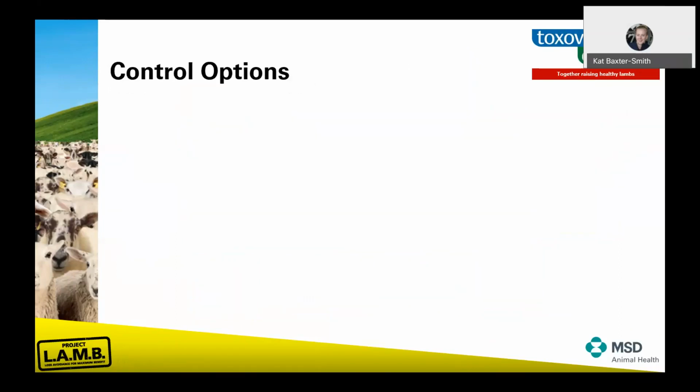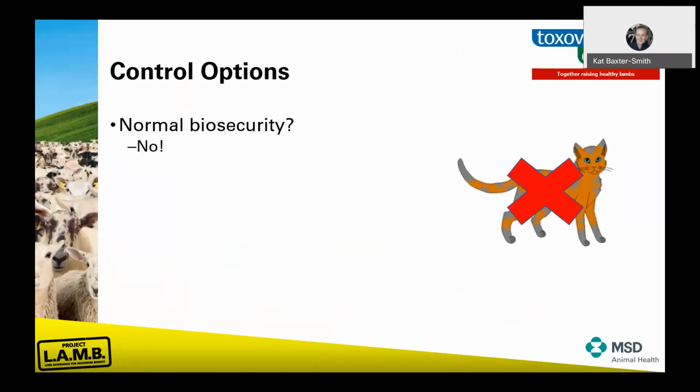So how can we control it? It can't really be kept out by normal biosecurity, like keeping a closed flock, because you've got the issue with the rats and the cats, which you're never going to be able to completely control. Exterminate all the cats on the farm? Actually, no. What you want on your farm is a stable population of older neutered cats. Older cats are more likely to be immune anyway, and neutered cats will roam less and fight less.